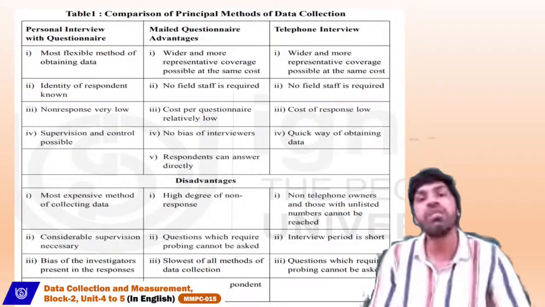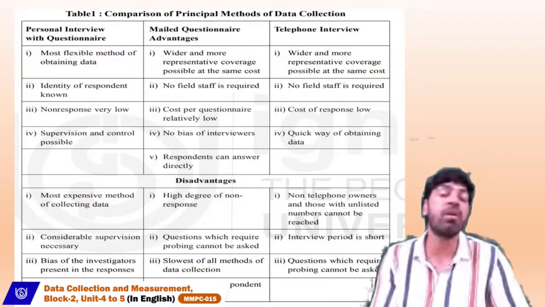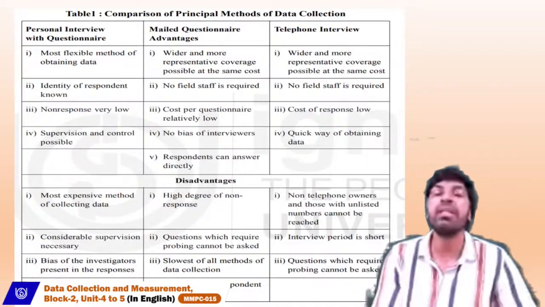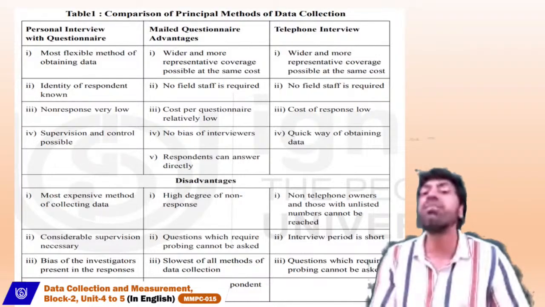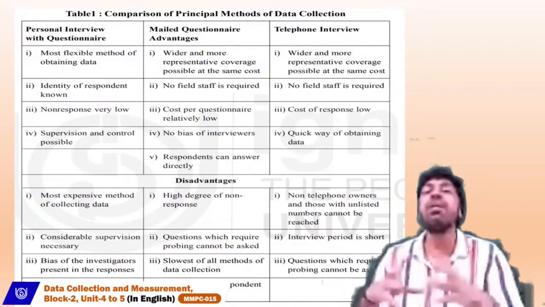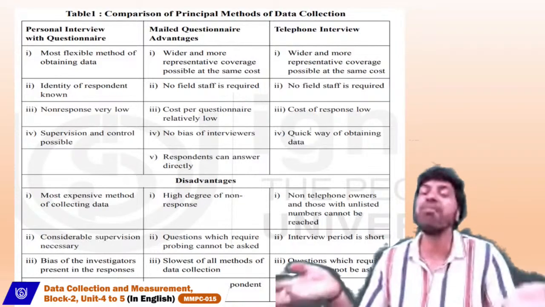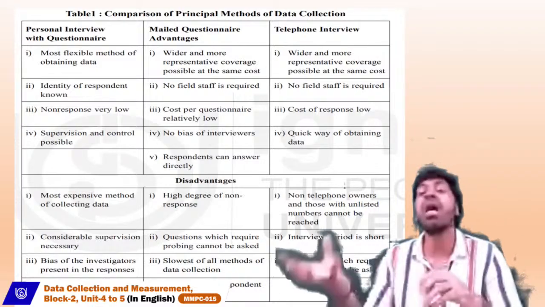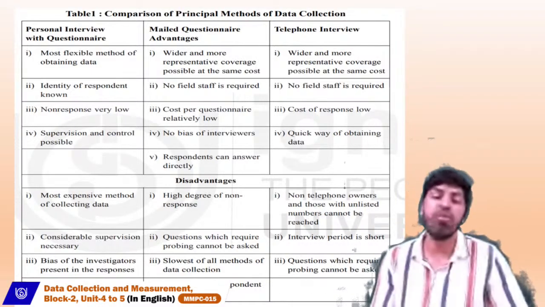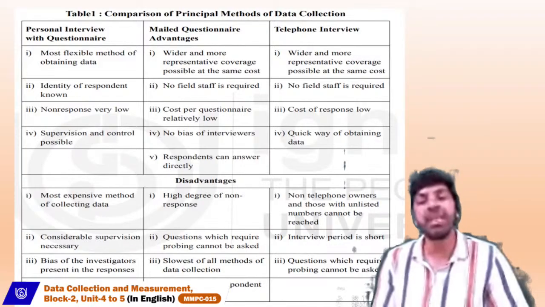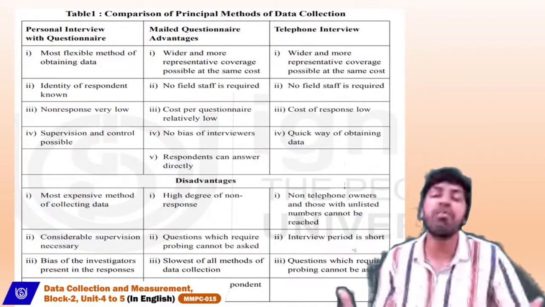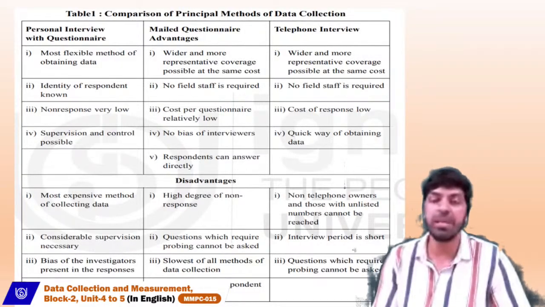The cost of response is very low because, as I already told, in this method of collecting primary data the response rate is very low. We are not sure that if we do 100 telephonic interviews, all 100 respondents would answer directly. No, we cannot say that. That's why the cost of response is very low. Next one is a quick way of obtaining data. Of course, it is a much quicker method of collecting the primary data as well.